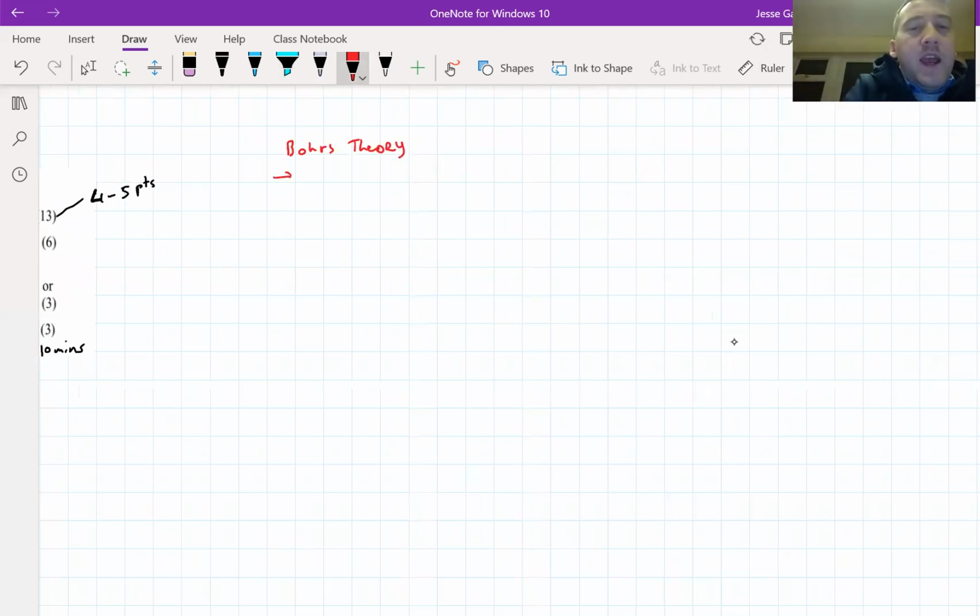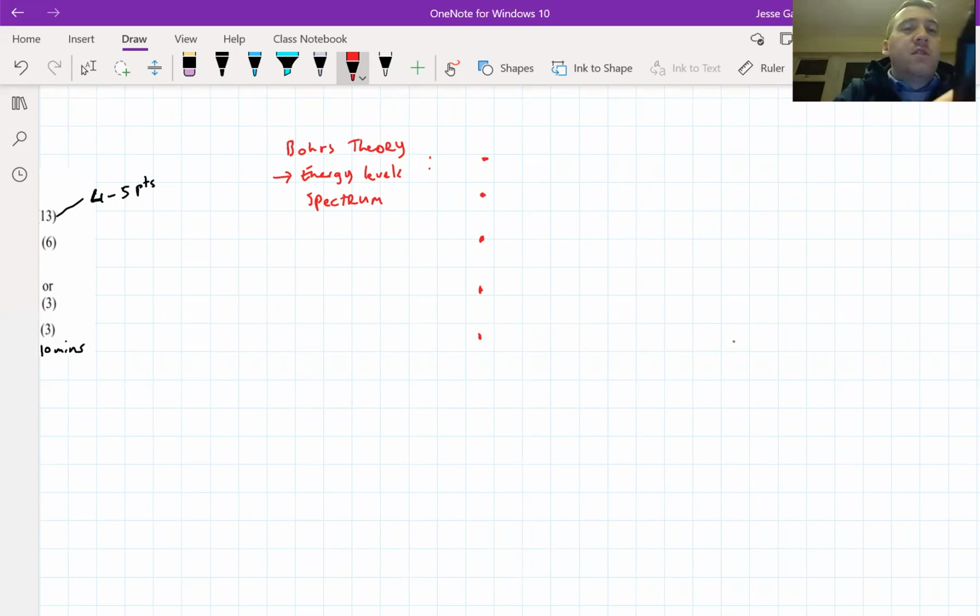So we're going to be talking about Bohr's theory, proving energy levels exist, and taking into account the spectrum. Quite a lot going on here. So we're looking for 4 to 5 points about Bohr's theory and how in the end it leads to emission spectra forming and how that proves energy levels exist. Go ahead and pause the video and have a go at that.